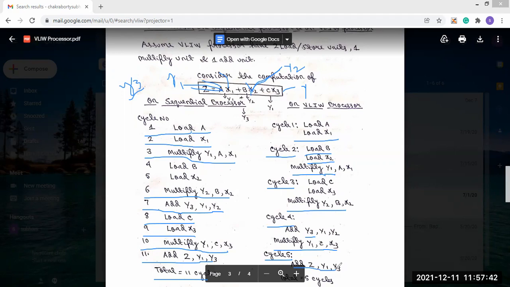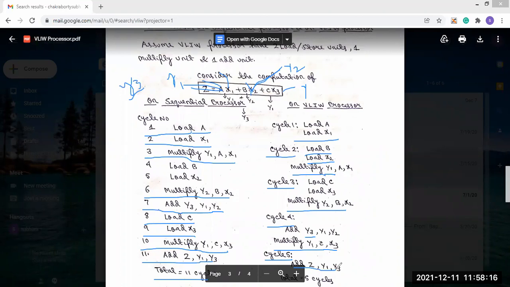So you see, only 5 clock cycles are required to execute that instruction, whereas in the sequential processor we require 11 clock cycles. So we will obviously use the VLIW processor, because in less time we are able to execute the instructions in parallel. That's why the VLIW processor is used.